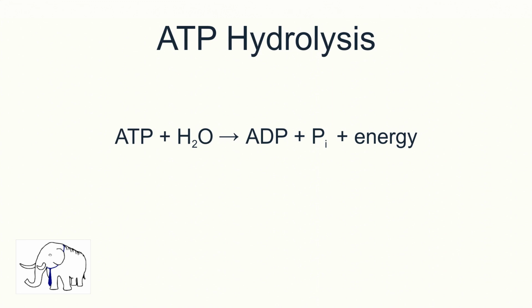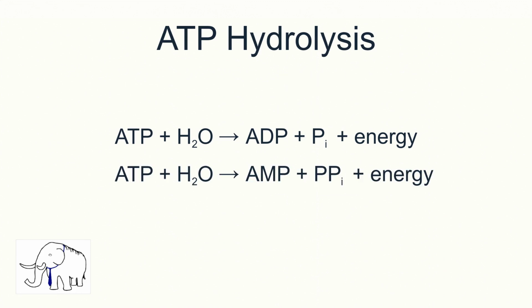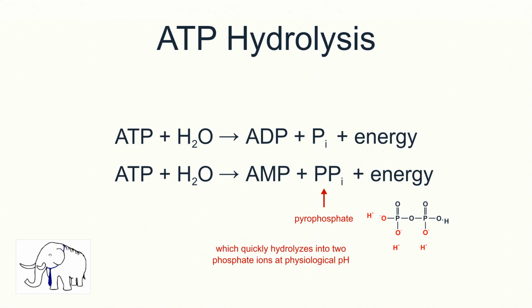For the hydrolysis of ATP, ATP plus a water molecule gives us adenosine diphosphate, plus Pi, which is just a shorthand way to write a phosphate ion, plus energy. Or we can clip off 2 phosphate groups at one time, so ATP plus water equals adenosine monophosphate plus pyrophosphate, PPi, plus energy. The pyrophosphate quickly and spontaneously hydrolyzes into 2 phosphate ions in aqueous solution.